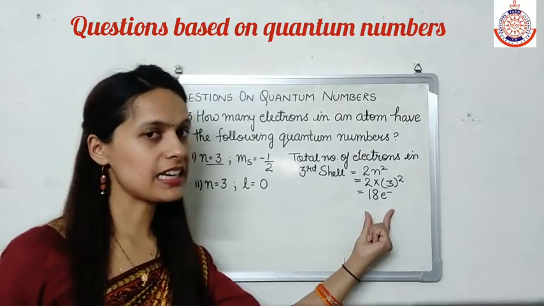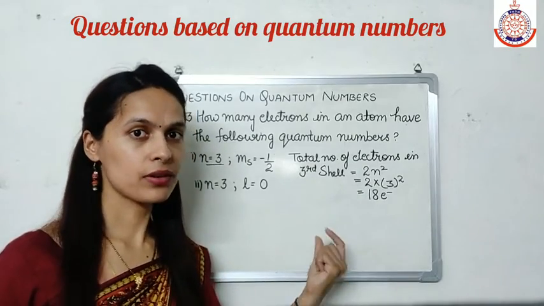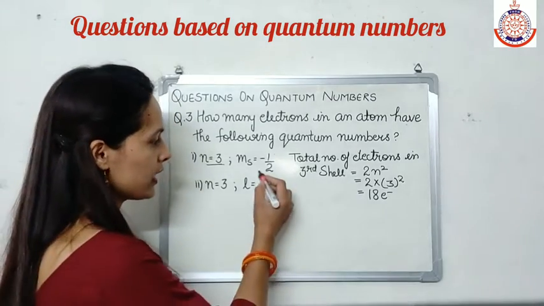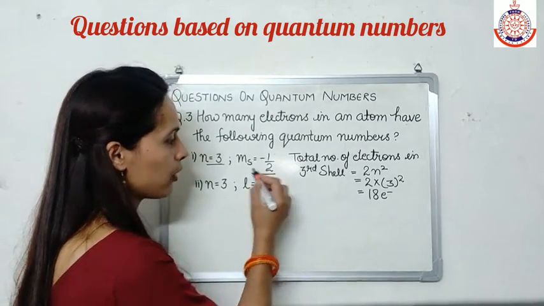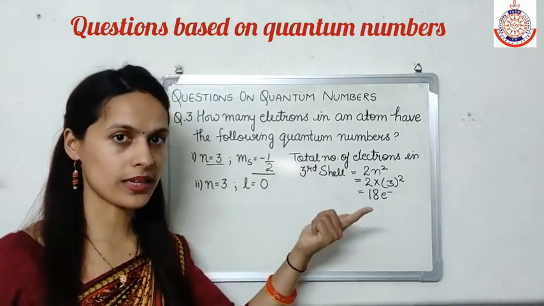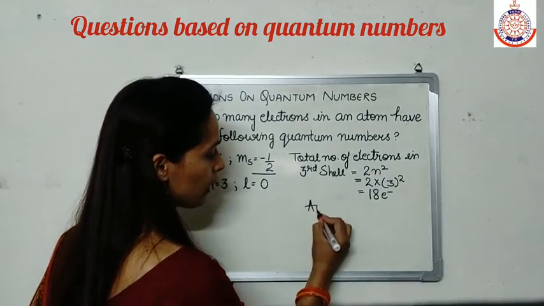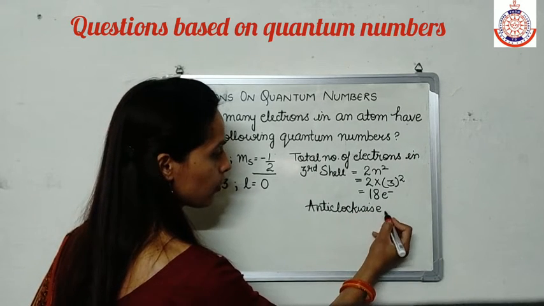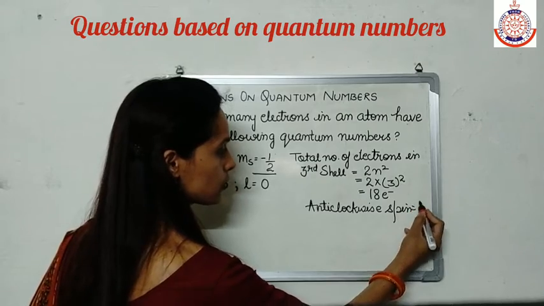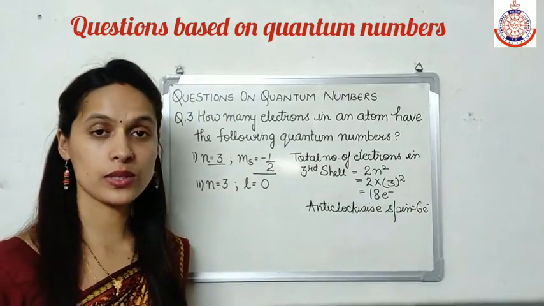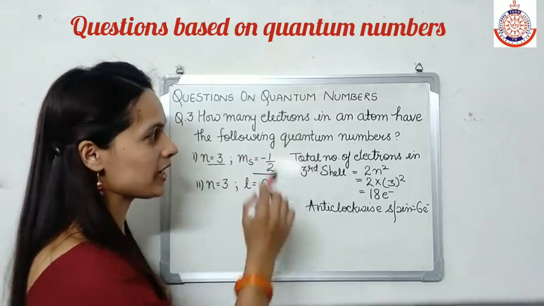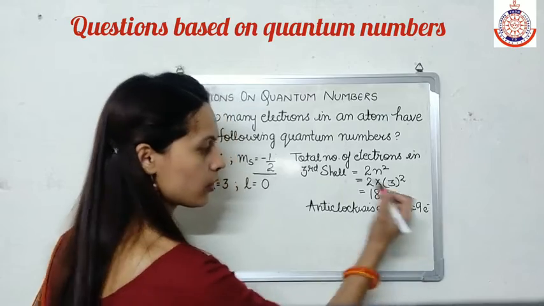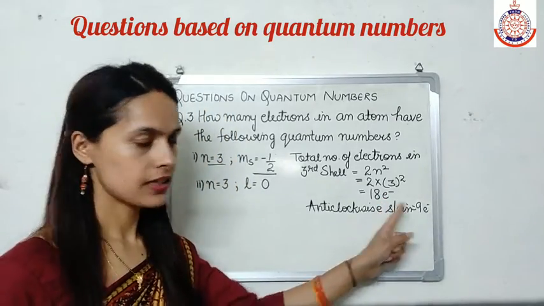But out of these 18 electrons, 9 have clockwise spin, whereas 9 have anti-clockwise spin, and we have to tell about the electrons which have anti-clockwise spin. So how many electrons in the anti-clockwise spin become 9? Half of 18, that is 9.